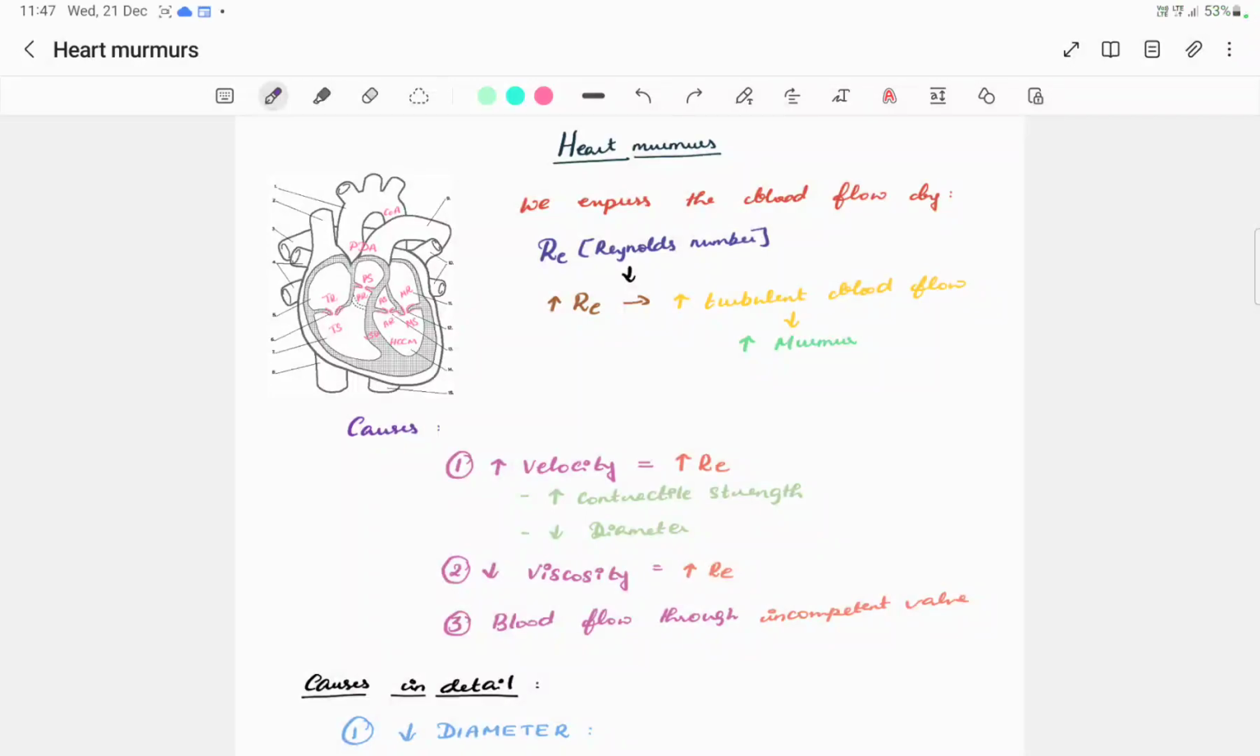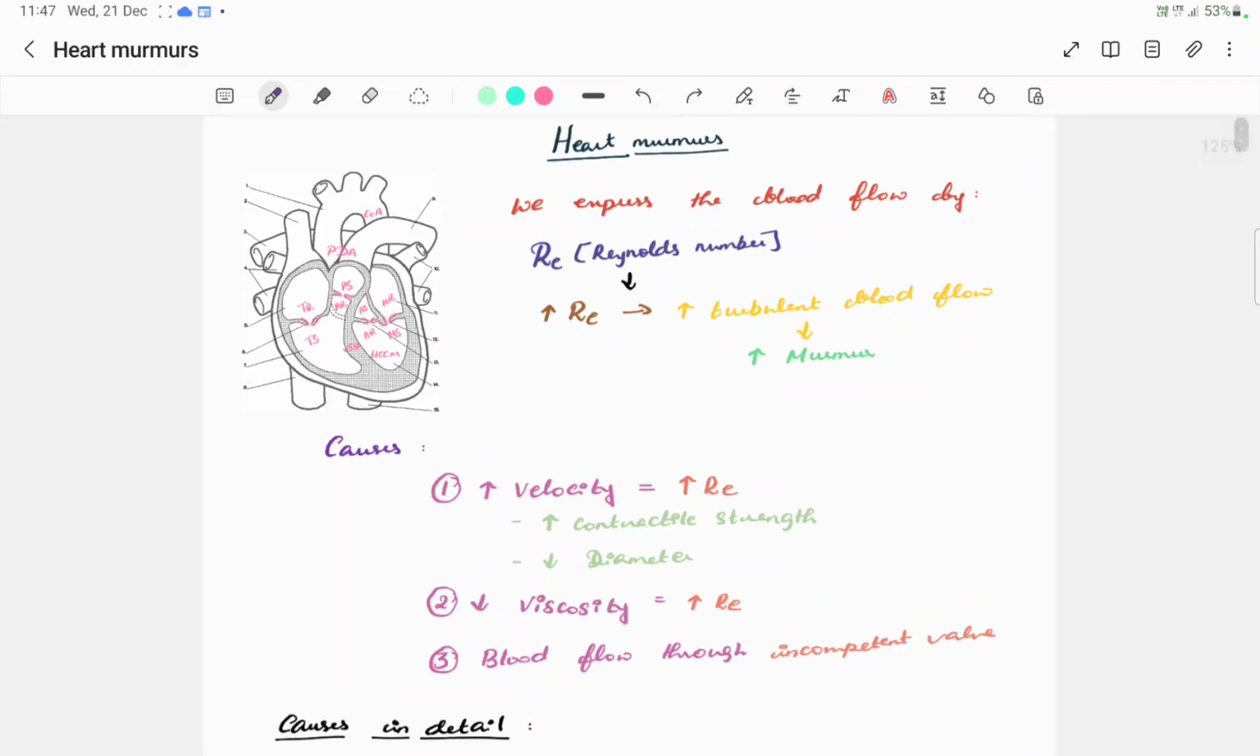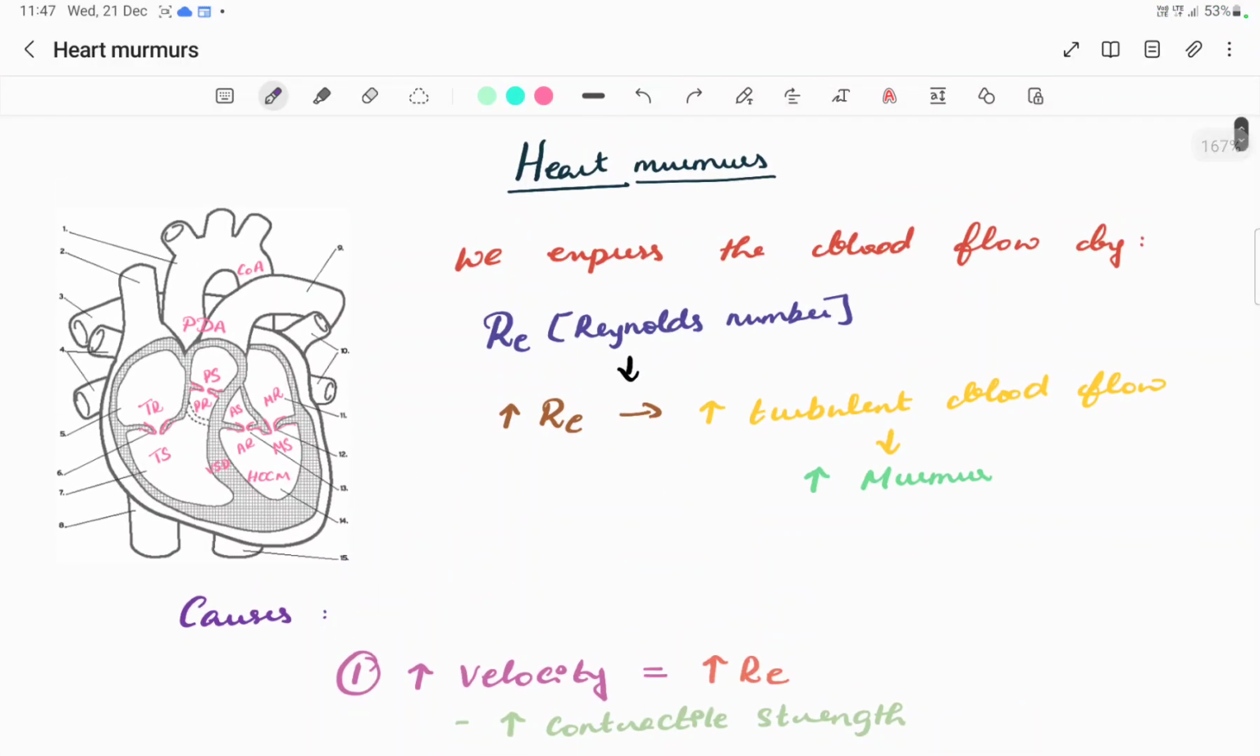In today's video, we'll be seeing about heart murmurs. So basically, there's this diagram here which shows all the possible conditions which cause the major heart murmurs. That includes mitral regurgitation and stenosis, tricuspid regurgitation and stenosis, pulmonary stenosis and regurgitation, aortic stenosis and regurgitation. This is about the valves. Apart from this, we have HOCM, which is hypertrophic obstructive cardiomyopathy, and something known as the ventricular septal defect, coarctation of aorta, and patent ductus arteriosus. These are the major conditions that we're going to see.